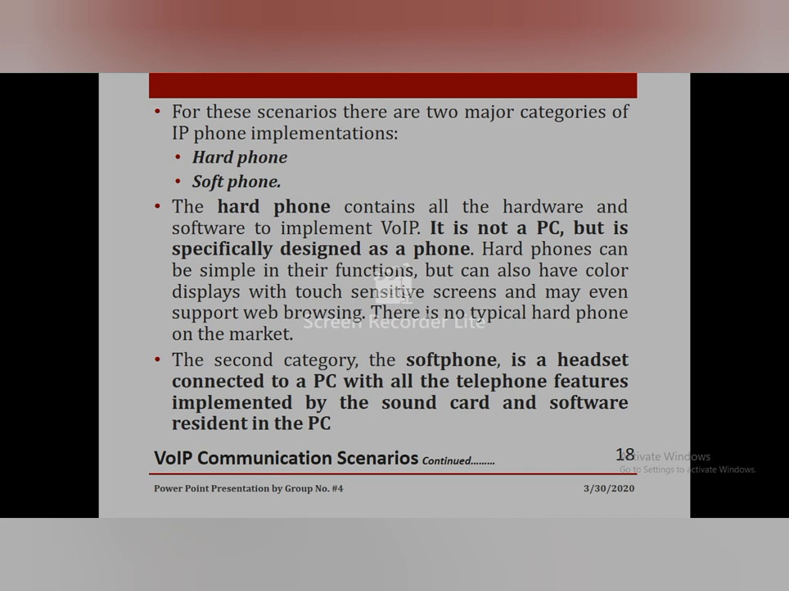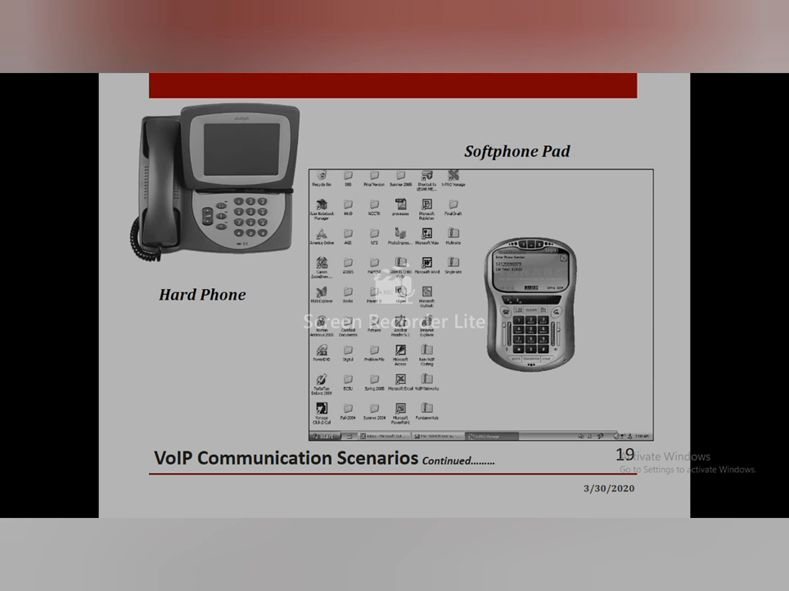The second category is the soft phone, a handset connected phone. That means all the features of a telephone are in this phone, but it can also connect to a PC by using software residing in a card, or software card. That means we can use the soft phone by installing a soft card in your PC. So here is a scenario of hard phone and soft phone. There's the hard phone, and another is the soft phone.